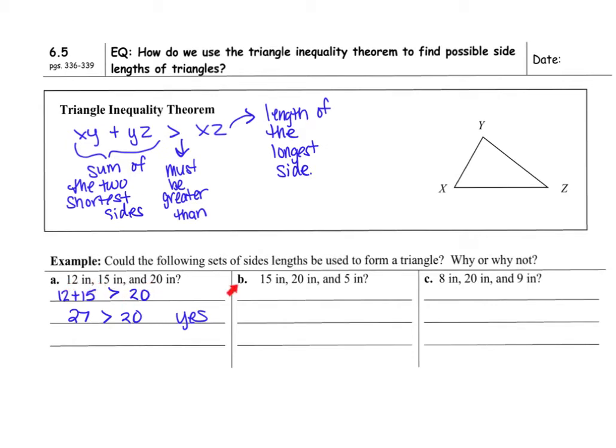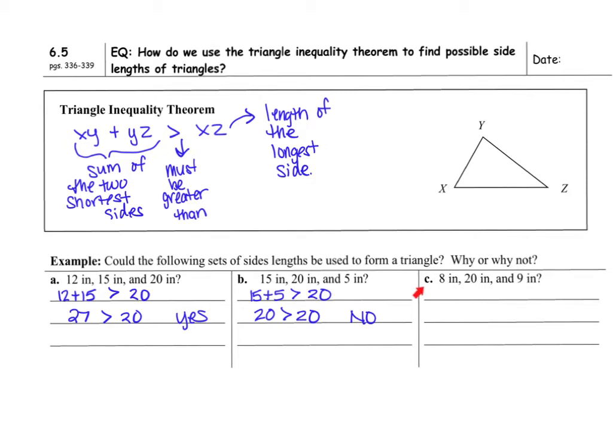Now let's take a look at letter B. We have 15, 20, and 5. Which of these sides would you add together? The shortest sides are 15 and 5. So we want to add these ones together and see if they're greater than 20. So 15 plus 5 is 20. 20 is not greater than 20. So because 20 is not greater than itself, you would not be able to form a triangle with these three side lengths. Let's take a look at letter C.